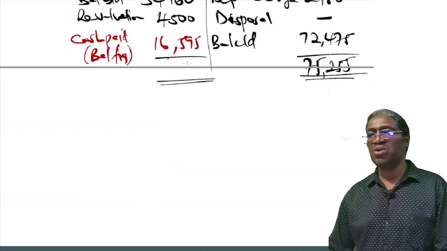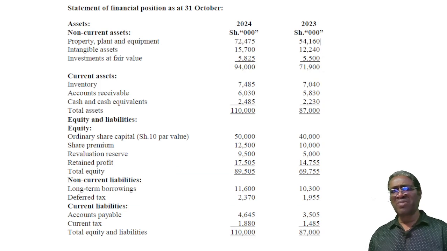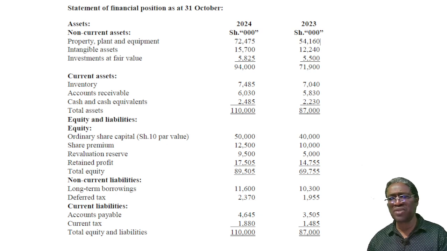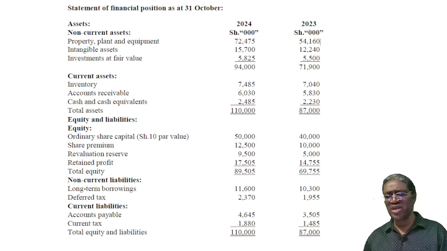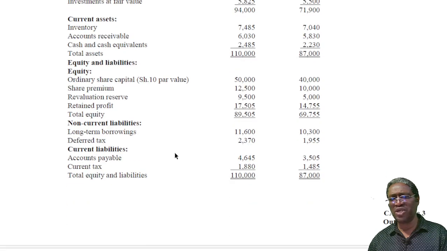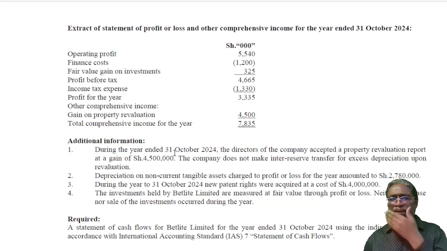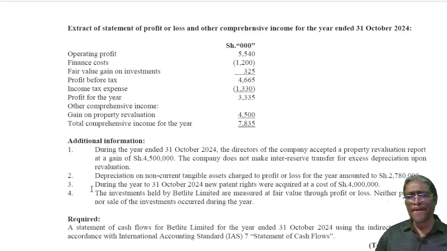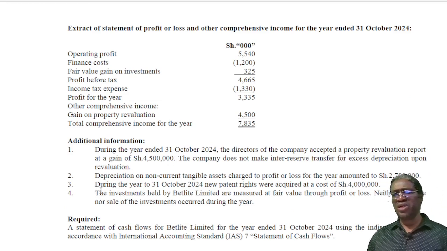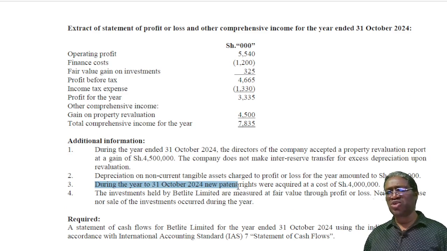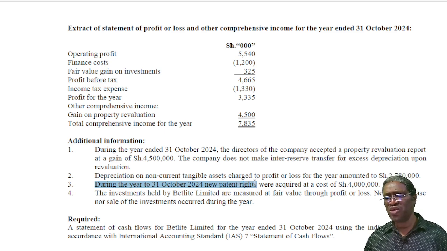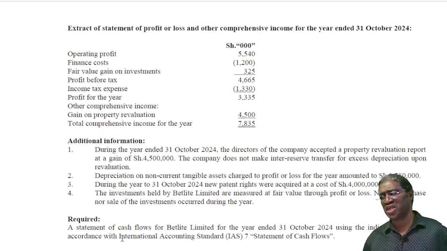So from there, what's the second item? From the balance sheet, I can see the second item is intangible assets. I think they mentioned something concerning it. Let's go through the additional information, looking for the information that they gave. Which note was that? Note number 3. Number 3 said, during the year to 31st of October 2024, a new patent right was acquired at a cost of 4 million. Patent right, obviously, is a part of an intangible asset.